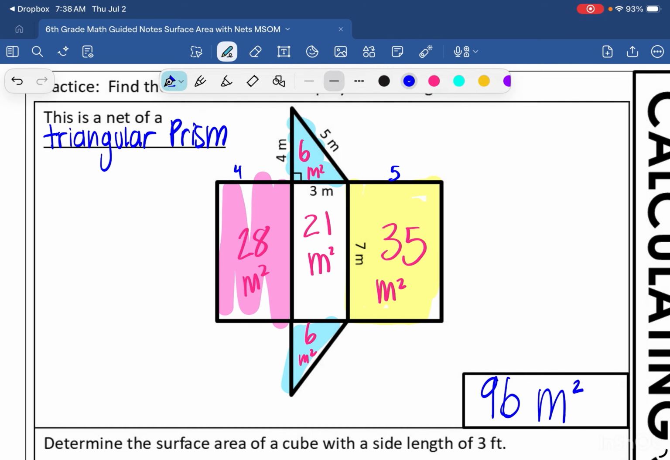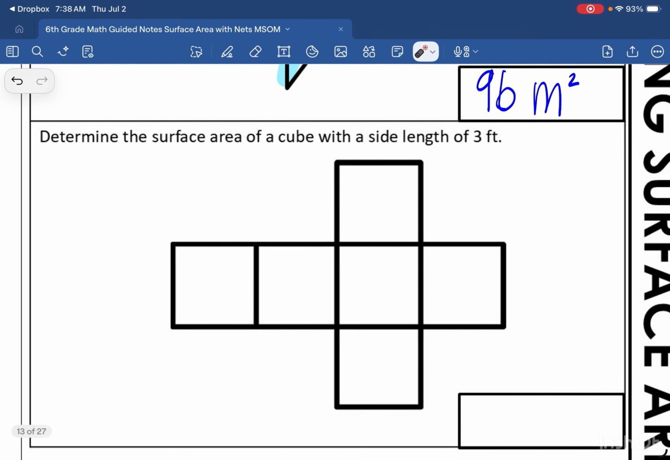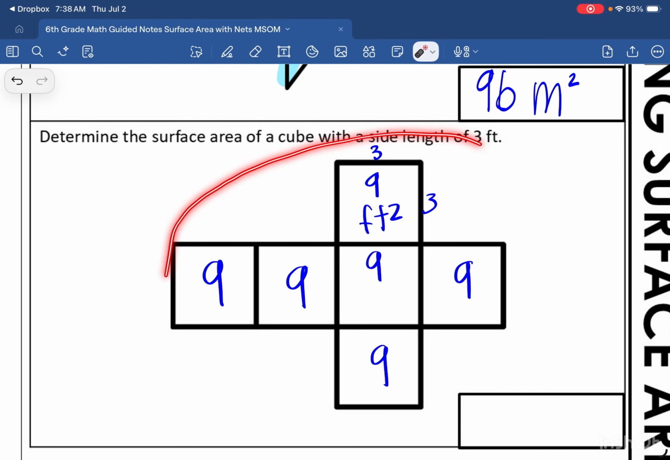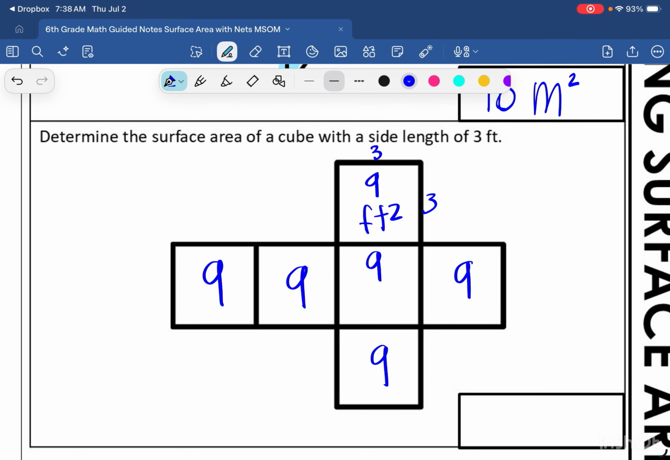Determine the surface area of a cube with side length of 3 feet. Since it is a cube, I know all the areas of the faces will be the same. So let's find the area of one face and we can just write in all of them. So since the side length is 3, 3 times 3 is 9. I need to sum up all of that, so 9 times 6, since there are 6 faces, is 54. The surface area is 54 feet squared.